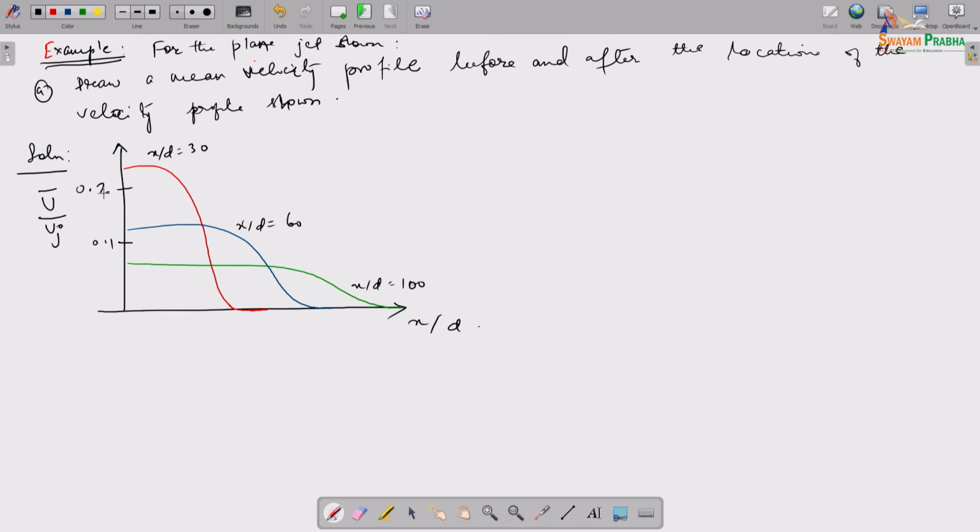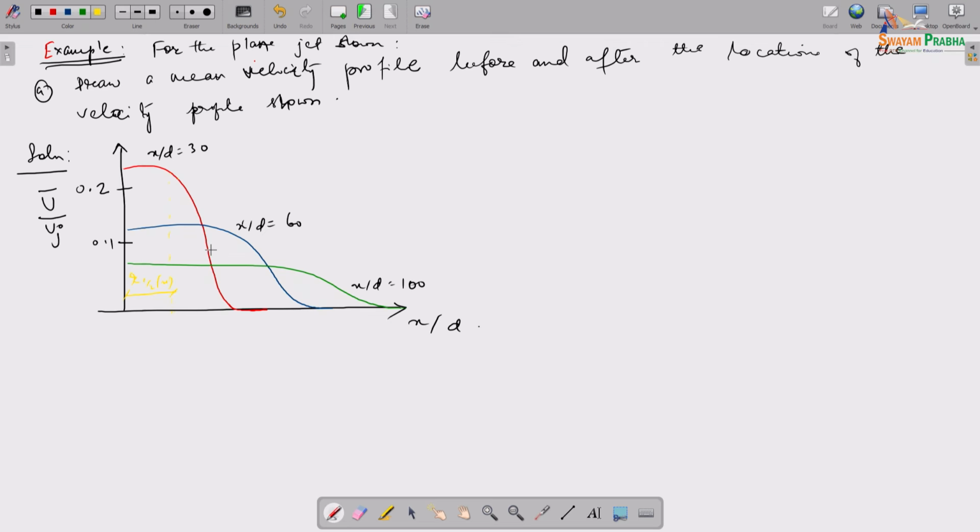Okay, now if I had to draw this, say for the red plot here, this is the total spread. So then if I go from half, right, so this is going to be r half basically, right. So this distance is going to be r half. So similarly, when I go to x by d is equal to 60.